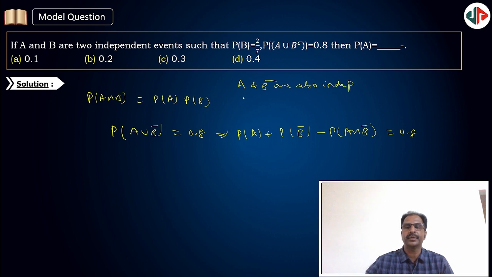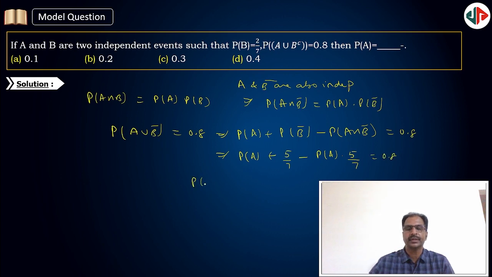If A and B are independent, A and B bar are also independent, and hence P of A intersection B bar is nothing but P of A into P of B bar. So from this P of A, if P of B is 2 by 7, P of B bar will be 5 by 7, minus P of A into again P of B bar, 5 by 7, is equal to 0.8. So take P of A common, then you get 1 minus 5 by 7 is equal to 0.8, which is 8 by 10, which is 4 by 5, minus 5 by 7.